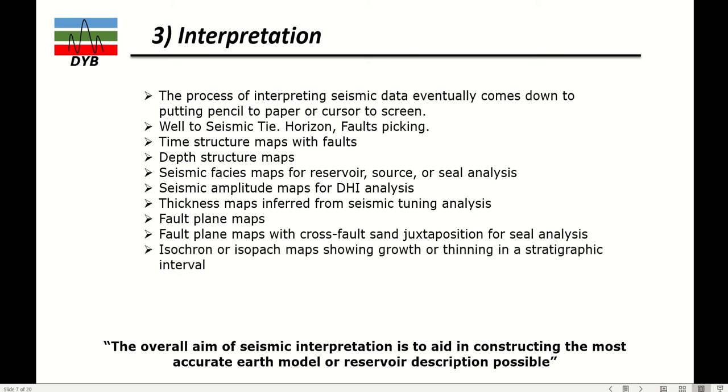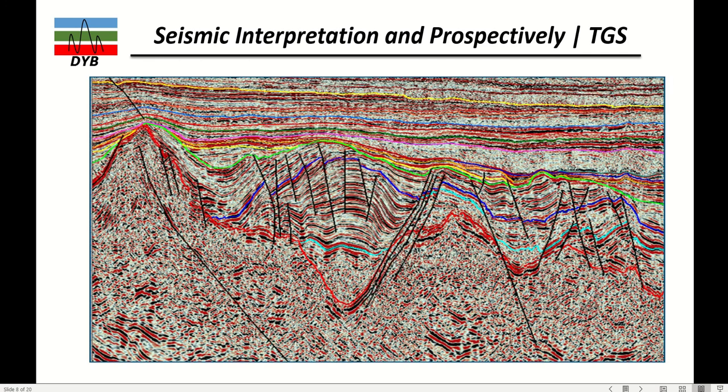Then obviously you can have the isochron map and isopach. Isochron is similar, but in time, and isopach is in depth. So the map can show the growth or thickening in a stratigraphic interval. So if you're looking at a certain formation, how thick is that? So you can have the isochron and isopach map accordingly. So also you can have the seismic velocity map for lithology determination or the depth conversion. Sorry.